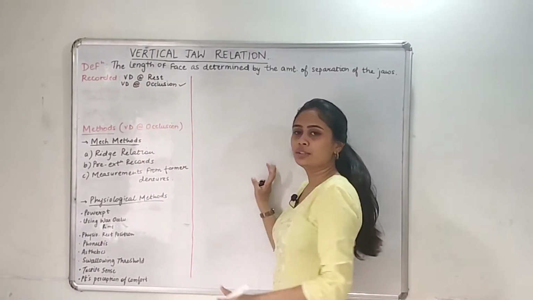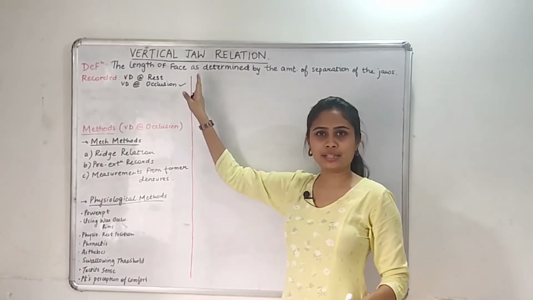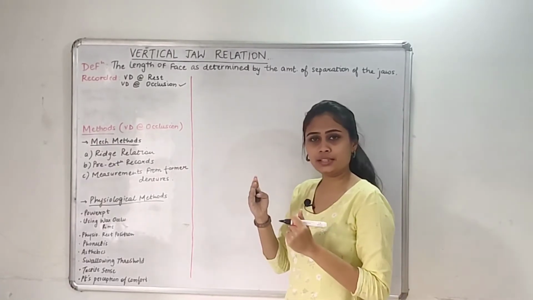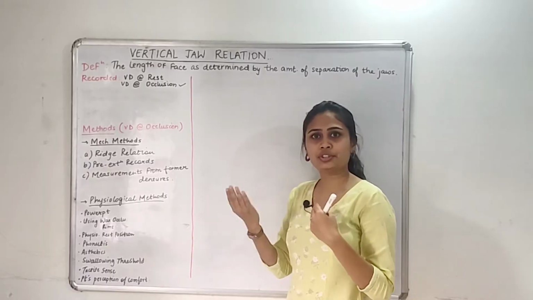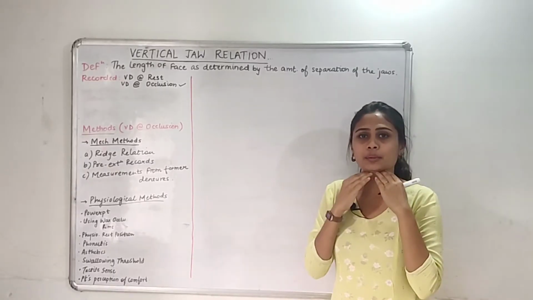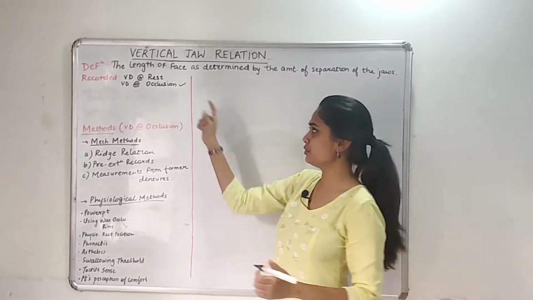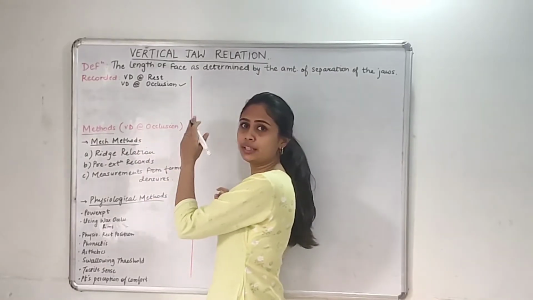Okay, so as we saw, vertical dimension at rest was the length of the face when the ridges or the jaws were in the rest position, or when the mandible was in the rest position. So here, what is the definition of vertical dimension at occlusion?